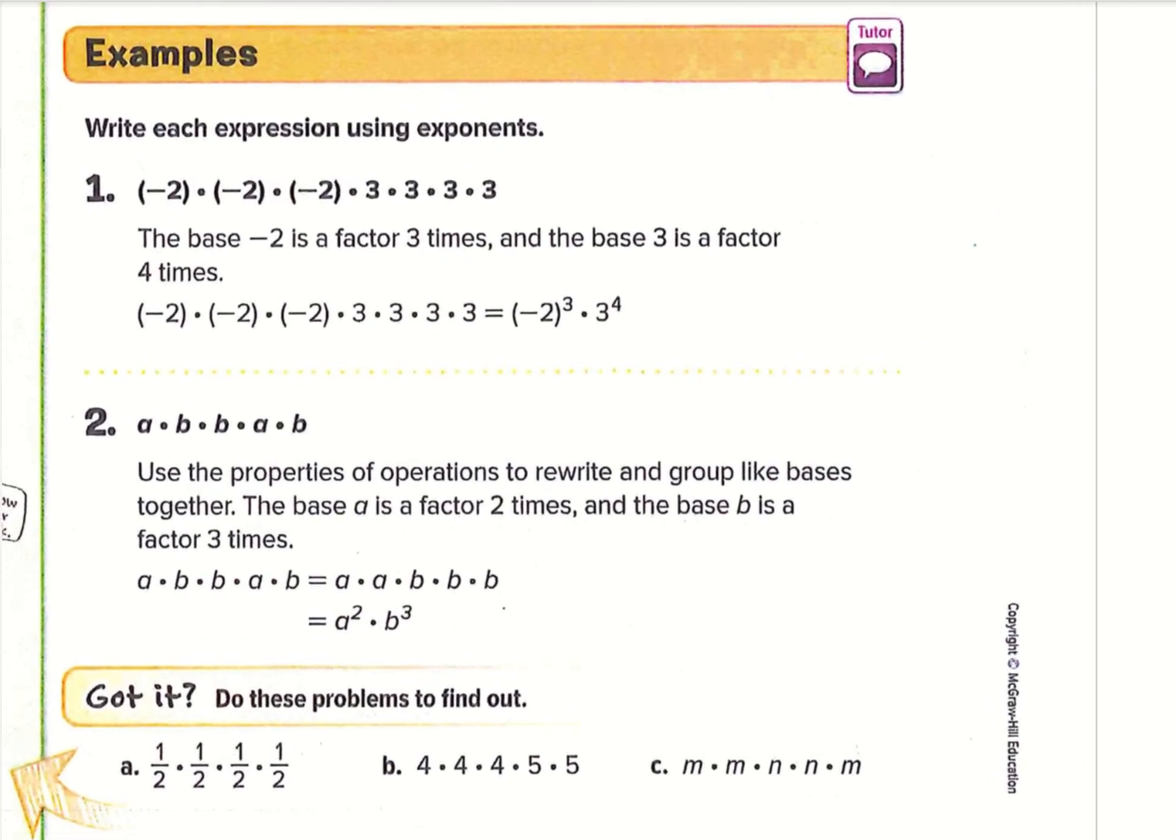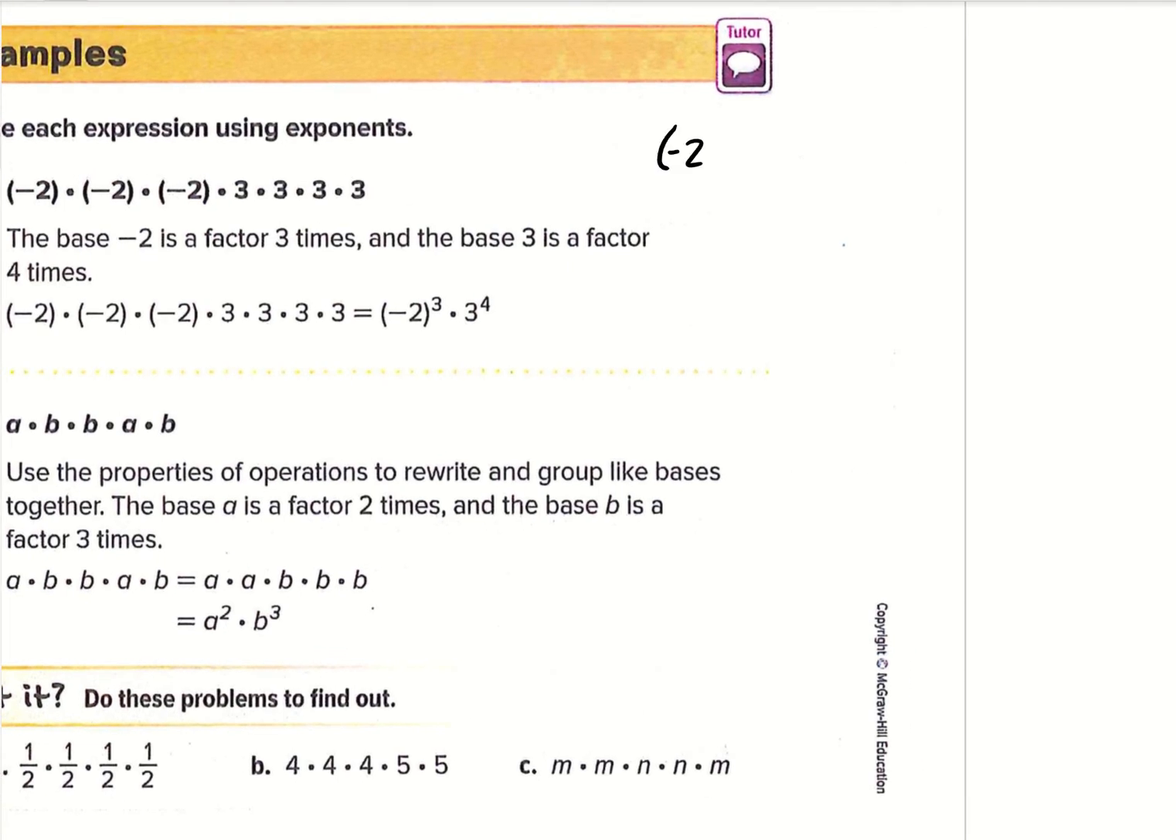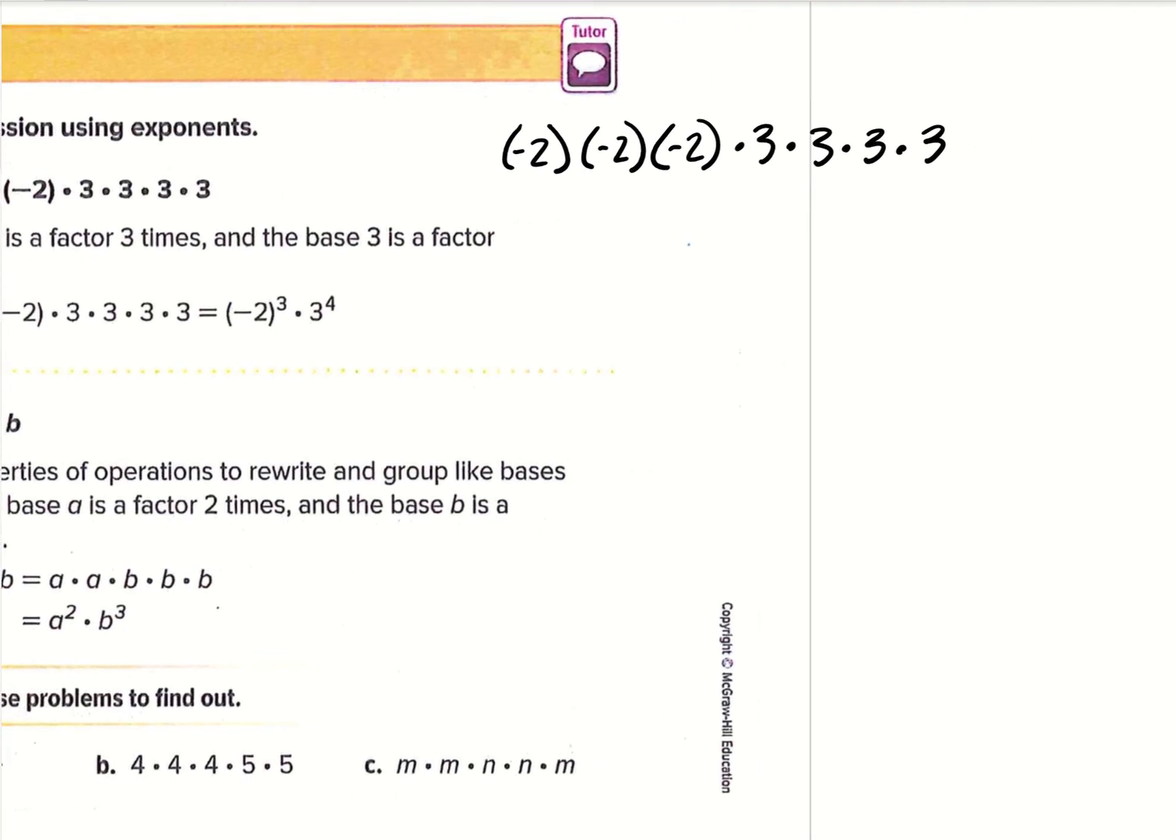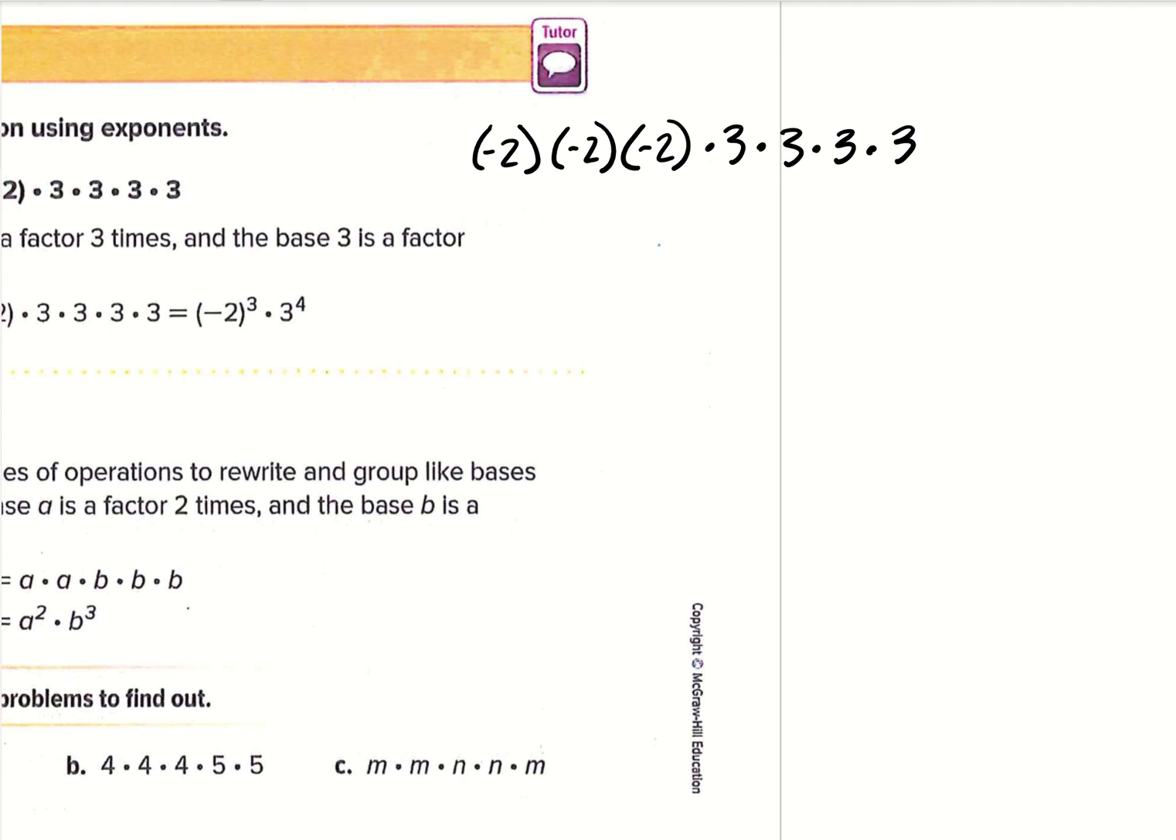So we'll go ahead and go down to example 1. It says write each expression using exponents. This one gives us -2 times -2 times -2 times 3 times 3 times 3 times 3. Basically all we want to do is look at our numbers and count up how many times each one of them shows up. So we have -2 first. I'm going to go ahead and write -2, and then I'm going to count how many times we're multiplying -2 by itself. So that's 1, 2, 3 of them.